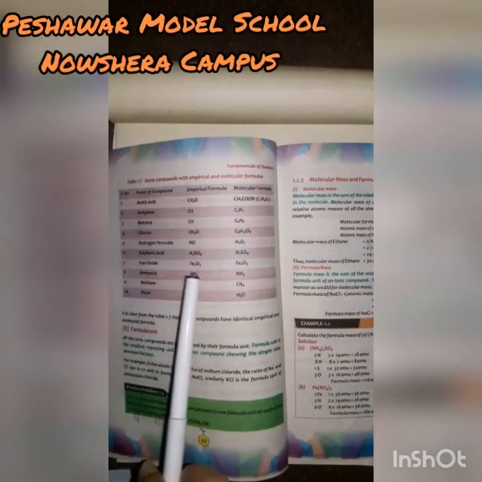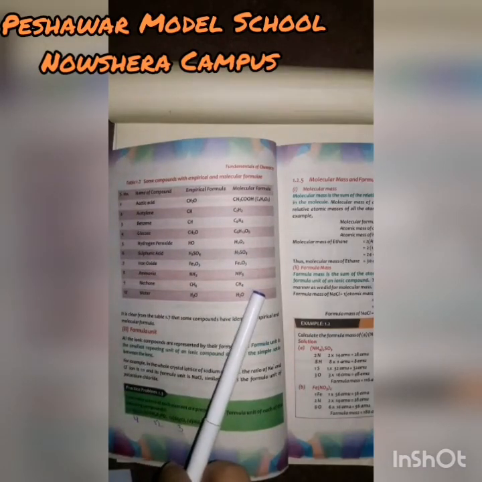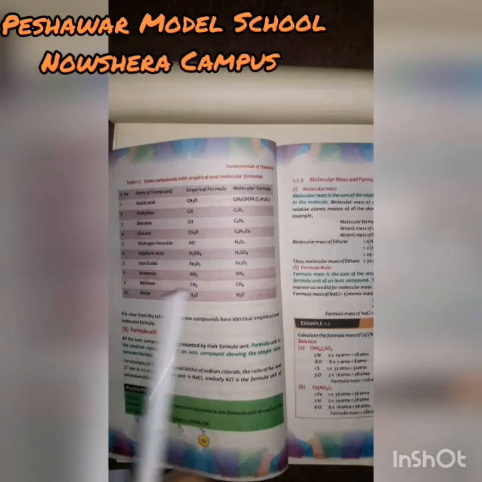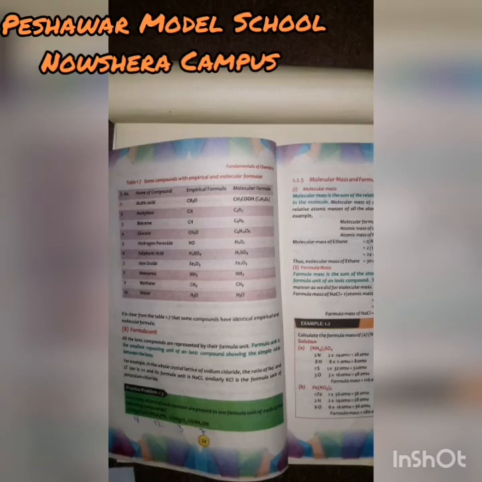These are the compounds with their empirical and molecular formula. Empirical formula means those formula which show the simplest whole number ratio of atoms of different elements present in one molecule of a compound, and molecular formula means those formula which show the actual number of atoms of different elements present in one molecule of a compound.